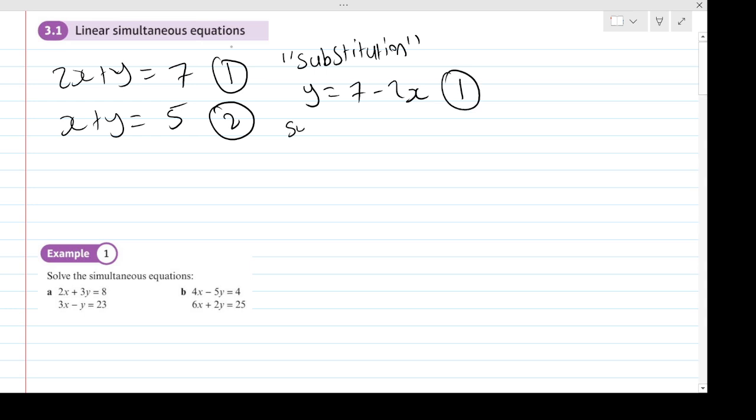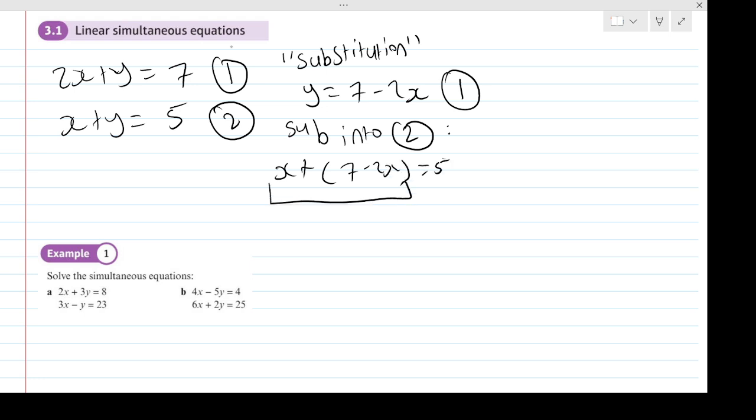Then this is where substitution comes in. Now I'm going to substitute into the other equation, so into the second equation. Wherever y is, I'm going to replace it with this. And the whole idea is now it's one equation with one variable. So x add y, which would be 7 minus 2x, is equal to 5. We reduced it to one equation with one unknown, which we can solve, right?